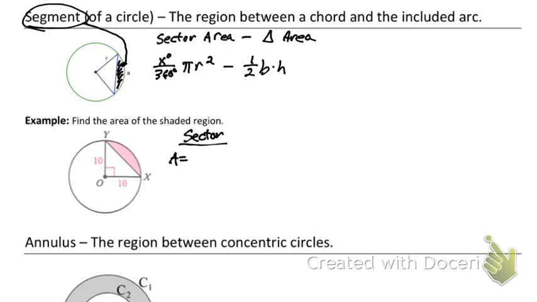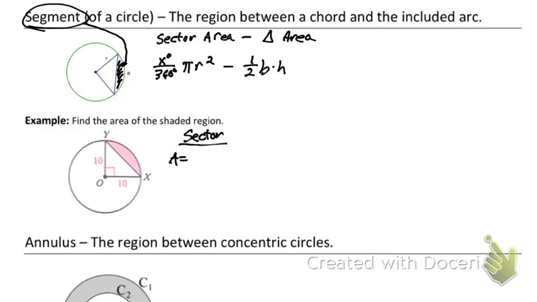Isaac, what am I going to do next? 20. Oh, that's what it's going to equal. Yeah, but how do I find that? What would the formula be? That's what I'm asking for.